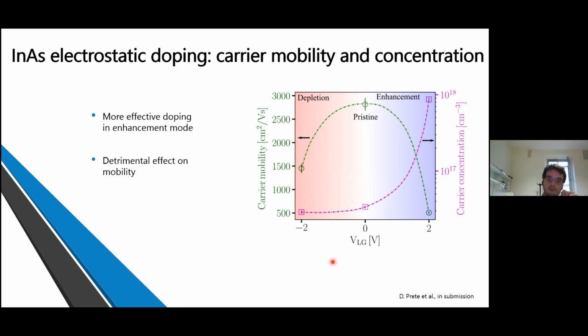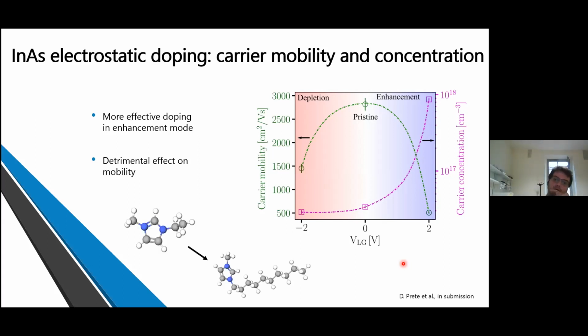On the other hand, for what regards mobility, what we have is a detrimental effect on mobility both in depletion and enhancement mode. This detrimental effect may be ascribed to several factors. Our guess is that the main cause of this detrimental effect on mobility is the ionic liquid, the ions sitting at the interface of the nanowire, causing Coulomb scattering of the charge carriers and thus decreasing the mobility. This issue may be addressed in, I would say, two different ways.